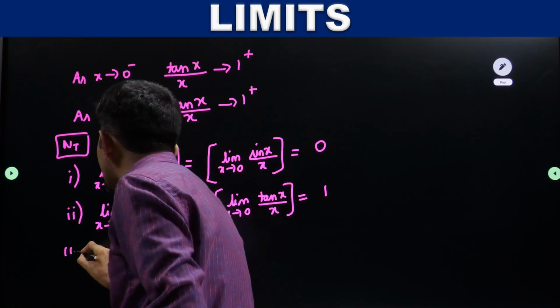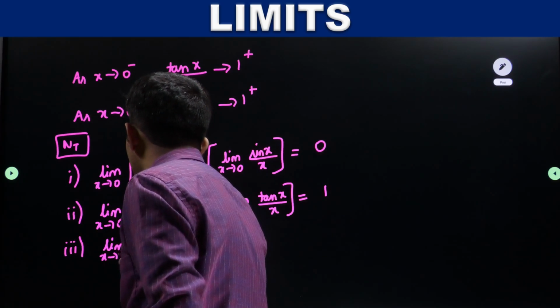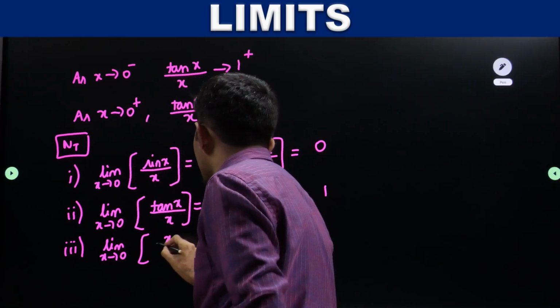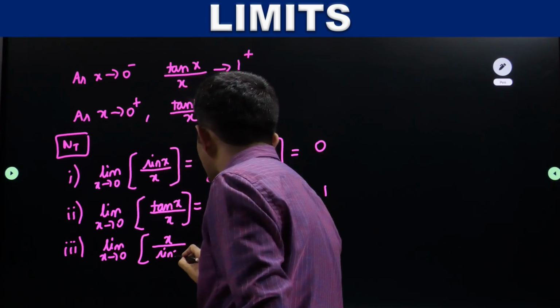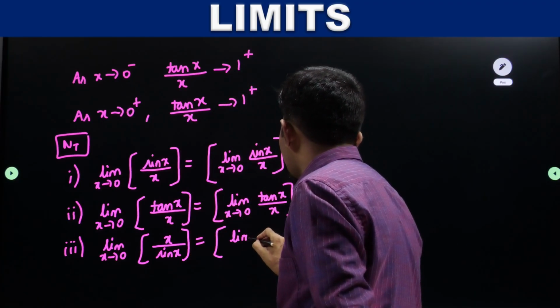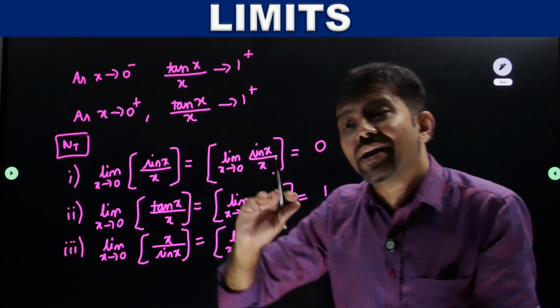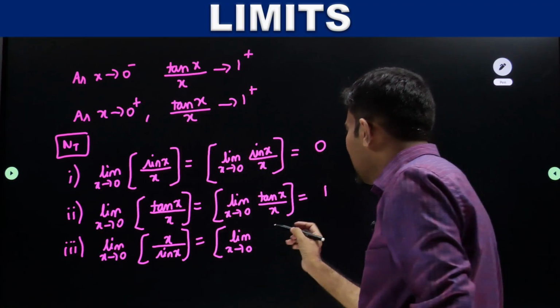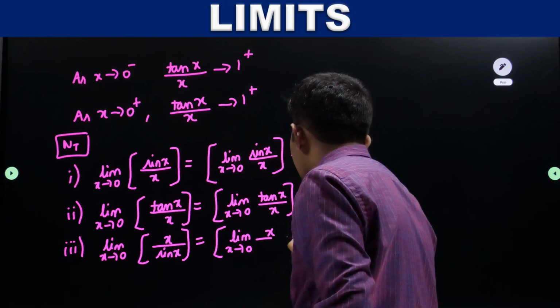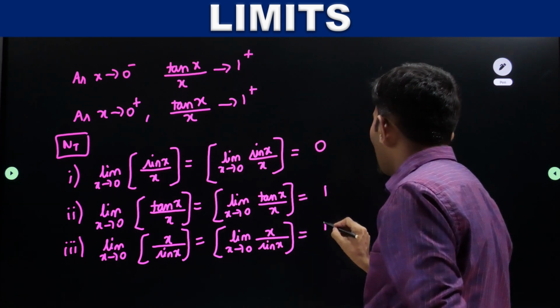Next we have limit x tends to 0 of greatest integer value of x by sin x. Sin x by x is slightly less than 1, so x by sin x is slightly greater than 1. So it is 1 point something. Integral value of 1 point something is 1.